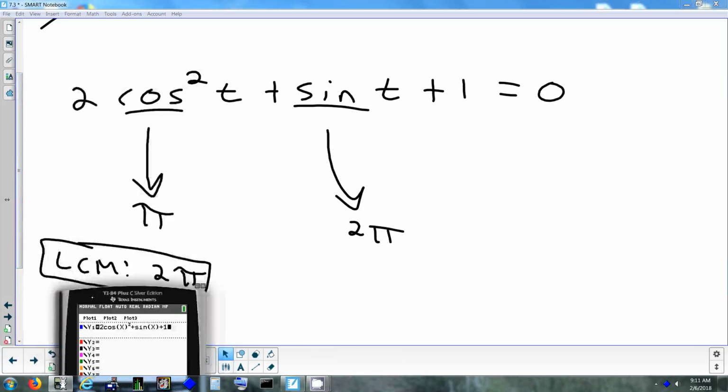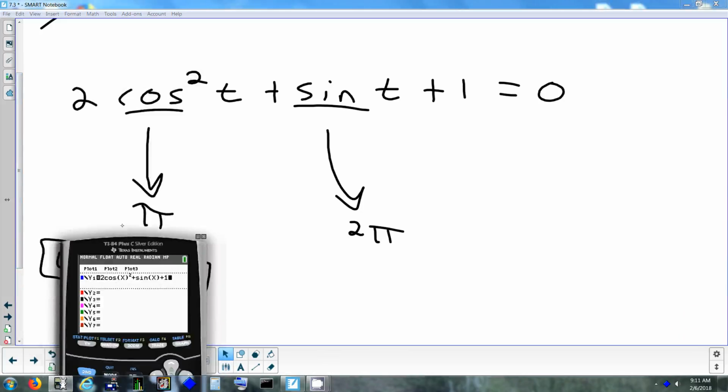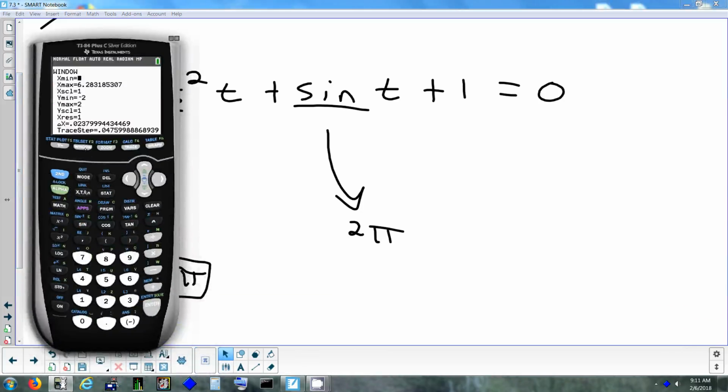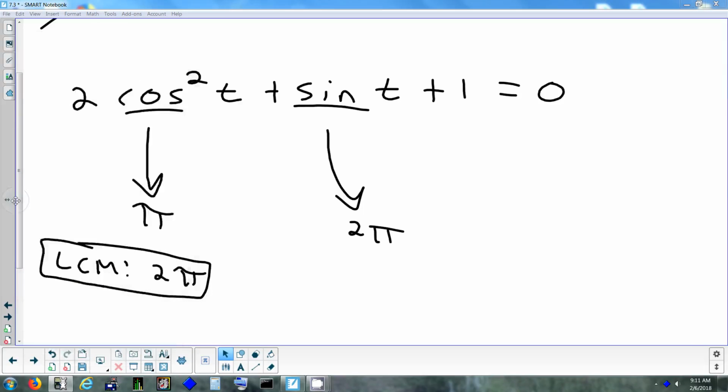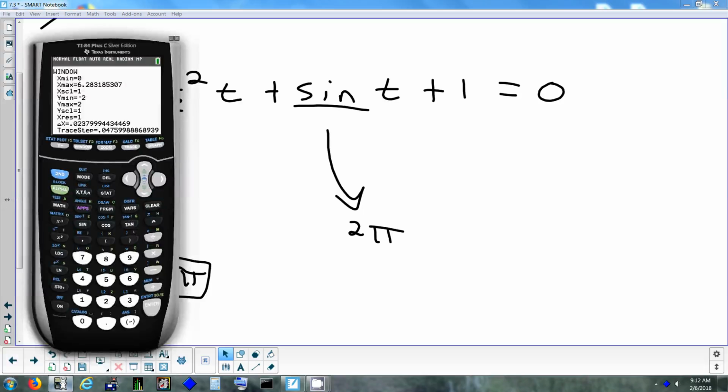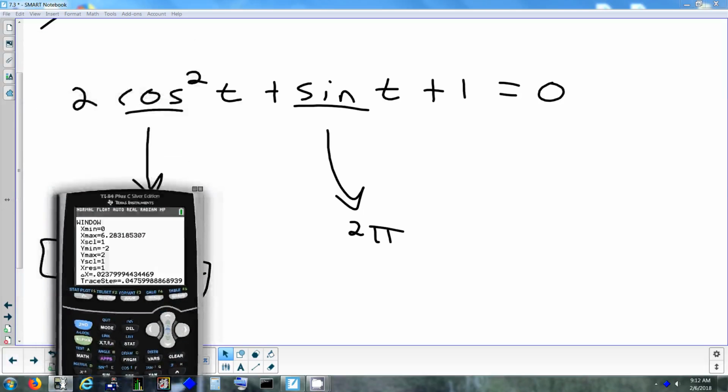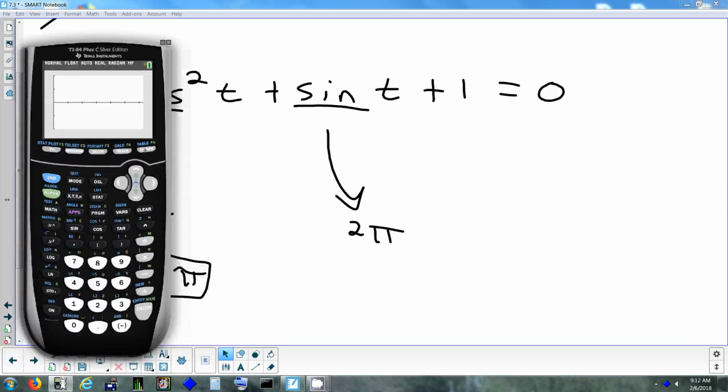Our window should be one cycle of that function, which we know is 2 pi. So you can set your window however you want, as long as when you take x max minus x min, the difference between them is one cycle. If you want to go 4 pi to 6 pi, that's okay. I usually just go from 0 to 2 pi. But anything that's a width of 2 pi works. High and low, we don't really know. So let's just try negative 2 to 2. And if that's not good enough, we'll adjust it.